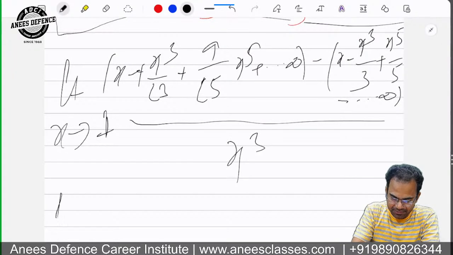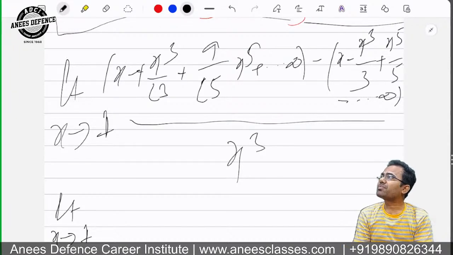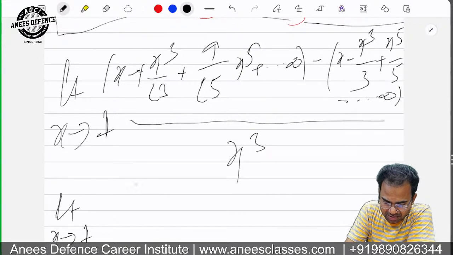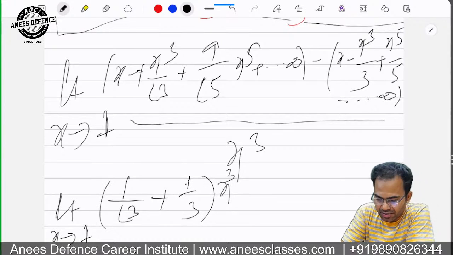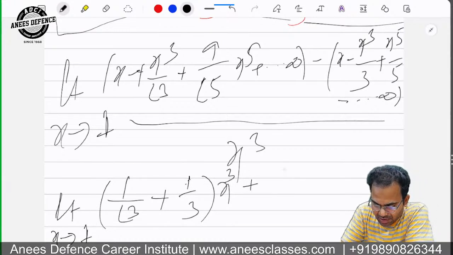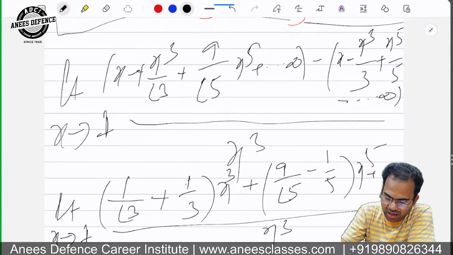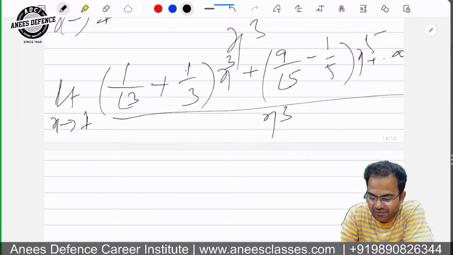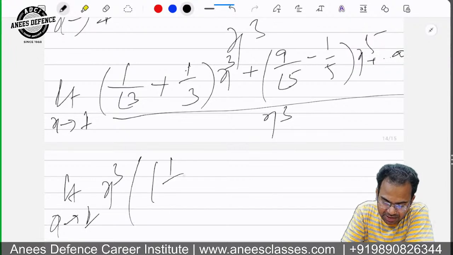So from numerator and denominator, this time I am only considering the numerator. So x will be cancelled and I will take x cube common. Here 1 upon factorial 3 minus 1 upon 3, x cube will be common, and here 9 upon factorial 5 and minus 1 upon 5, x to the 5 plus dot dot up to infinity, divided by x cube. I will take common factor x cube from the denominator. We took x cube as the common factor from the numerator, now what remains is 1 upon factorial 3.